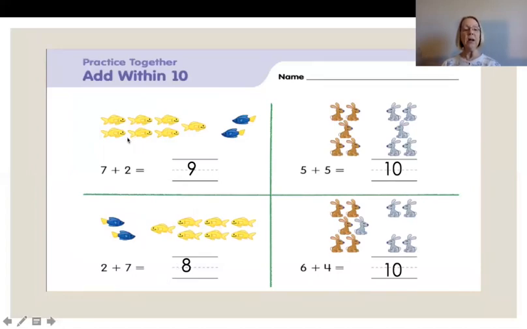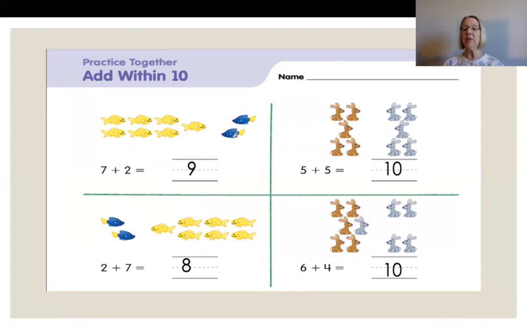We are looking at adding to or putting together. Another strategy that we can use to add. Okay, so we have here 7 yellow fish. 1, 2, 3, 4, 5, 6, 7. And we add 2 more, 8, 9. So we have, putting together, 9 fish.